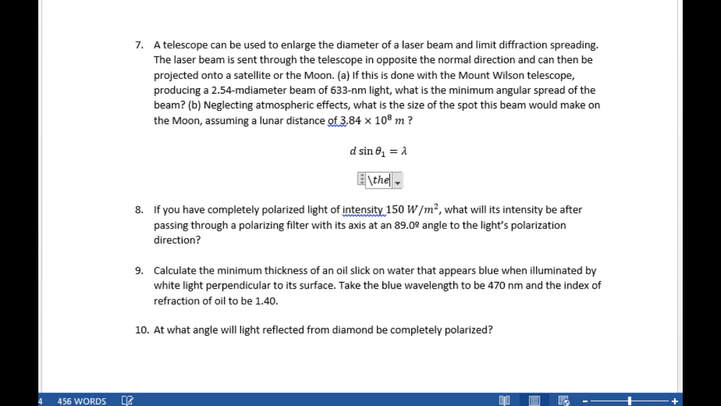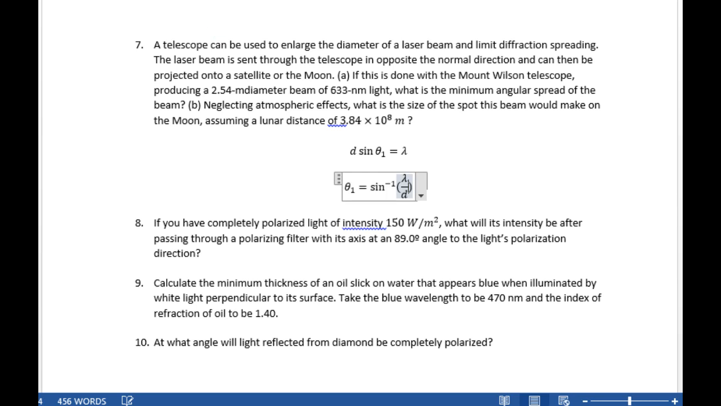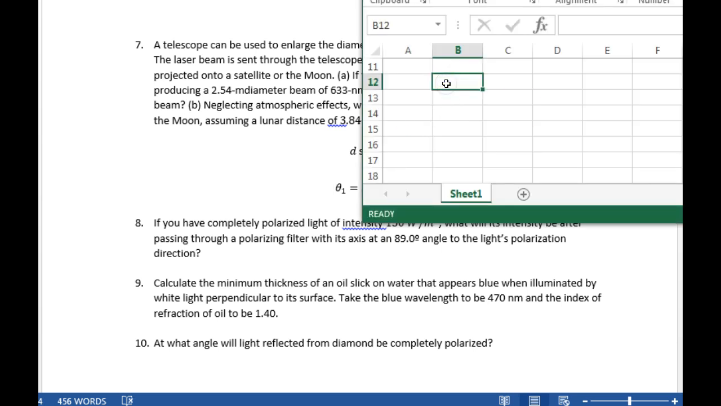You can also use the Rayleigh criterion to go at this. You get slightly different answers, but here we go. Theta 1 is inverse sine of lambda over d. So lambda is 633 nanometers, which is 633 times 10 to the minus 9 meters, and d is 2.54 meters.